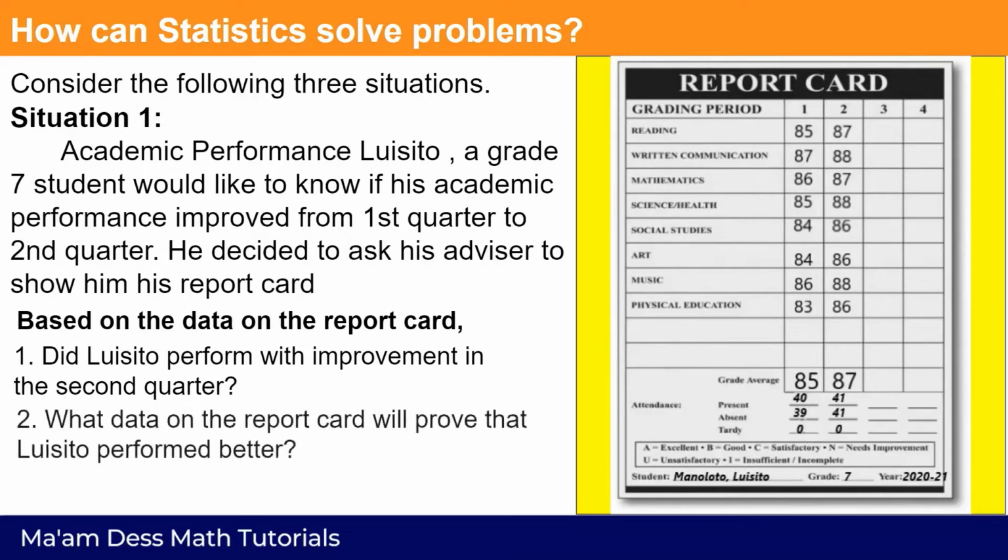Let's proceed to question number 2. What data on the report card will prove that Luisito performed better? And number three, what is the purpose of the grade average? The grade average serves as the numerical equivalent of your total performance for the quarter. In this case, Luisito got 87% in the second quarter, which is higher than that of the first quarter grade average of 85%. So this means Luisito performed better in the second quarter. Okay, next.